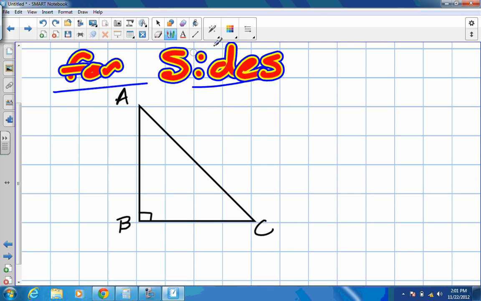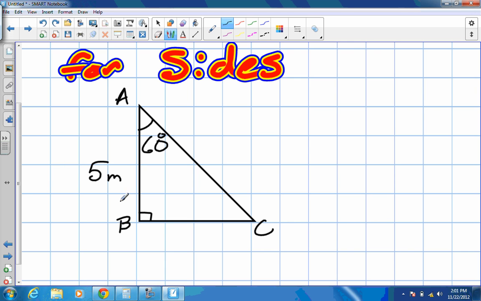So for instance, in this question, let's say we have angle 60. This is 60 degrees, and this side might be 5 meters long. This is 90 degrees. We're looking for this unknown side here. We'll call it x.